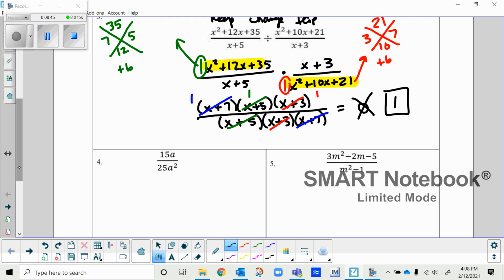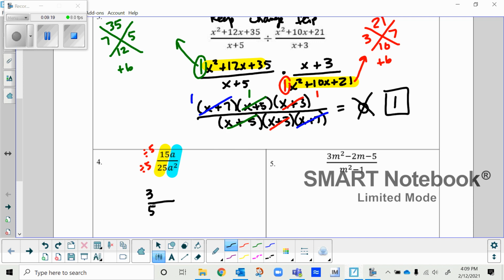For number 4, we are dividing by simplifying terms. So we have 2 things going on here. We have the 15 over the 25, and then a over a squared. And we simplify them individually. So 15 over 25, we want to divide out whatever they have in common, the biggest thing that they have in common. And this is 5 here. So that leaves me 3/5.